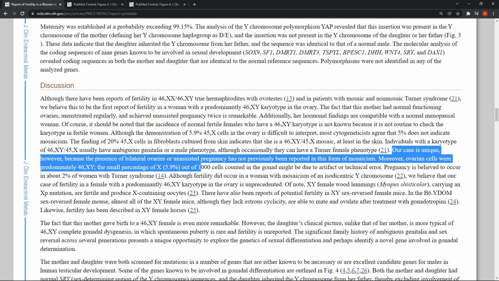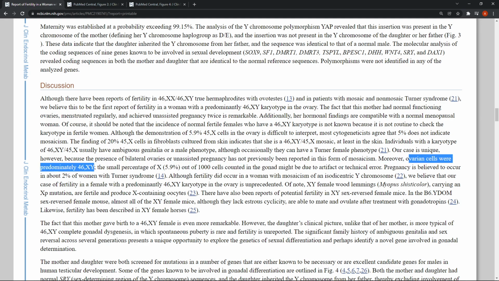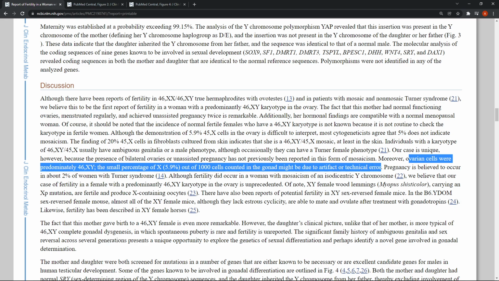Anyway, moving on. Our case is unique, however, because the presence of bilateral ovaries, meaning two, and they're symmetrical with each other, and unassisted pregnancy has not previously been reported in this form of mosaicism. So this is totally new to science. Moreover, ovarian cells were predominantly 46XY. The small percentage of X, 5.9% out of 1,000 cells counted in the gonad, might be due to artifact or technical error. So they're saying maybe it isn't even 5 or 6% of the cells that are mono X. It could just be that we messed up there.